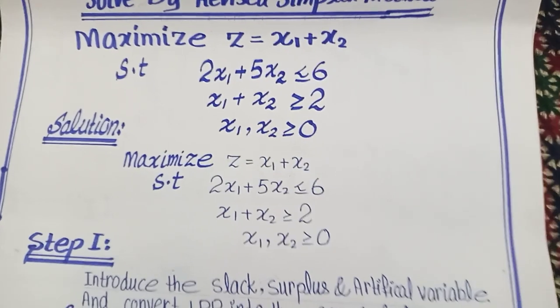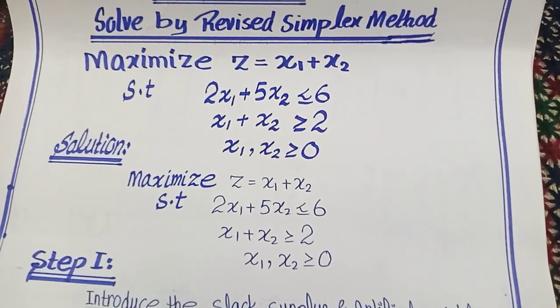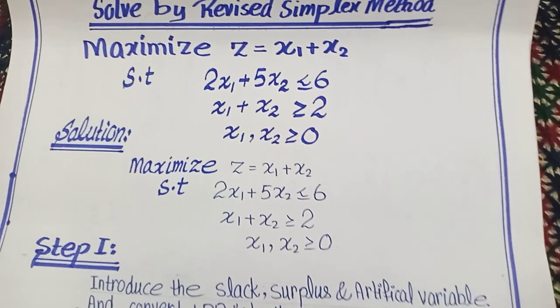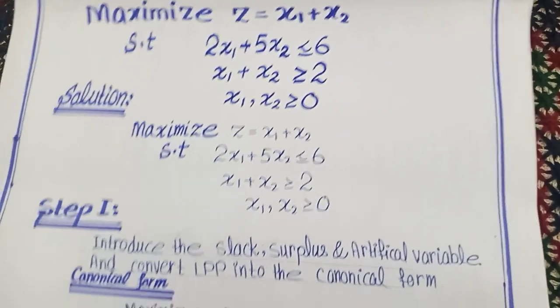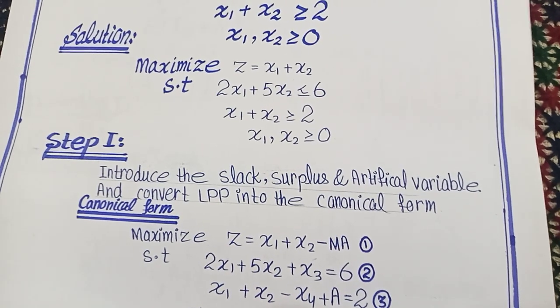Operation Research 2, most important topic is the revised simplex method. To discuss this problem in this lecture, let's start. Step number 1: convert into the canonical form, introducing surplus, slack and artificial variables.